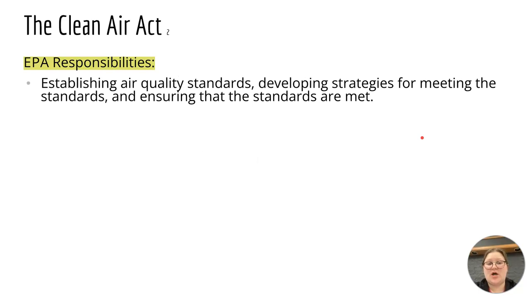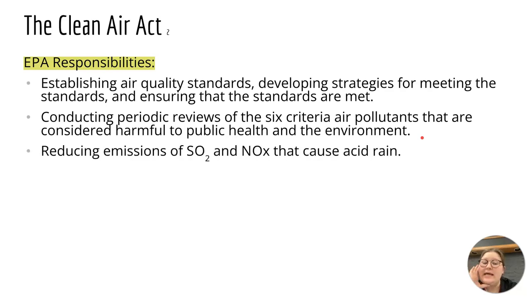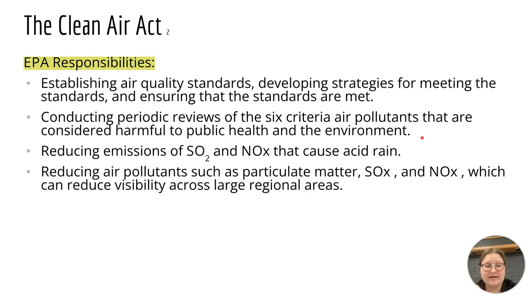The EPA responsibilities are establishing air quality standards, which we talked about, developing strategies for meeting those standards, and then ensuring that the standards are met. So that means setting the standards, telling people what they need to do, and then doing the measurements year after year to make sure that we're actually meeting those standards. They also conduct periodic reviews of the 6 criteria air pollutants that are considered harmful to public health and the environment. They're responsible for helping to reduce the emissions of sulfur dioxide and nitrogen oxides that cause acid rain.